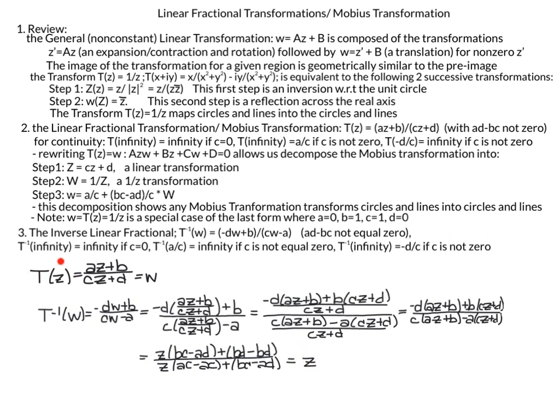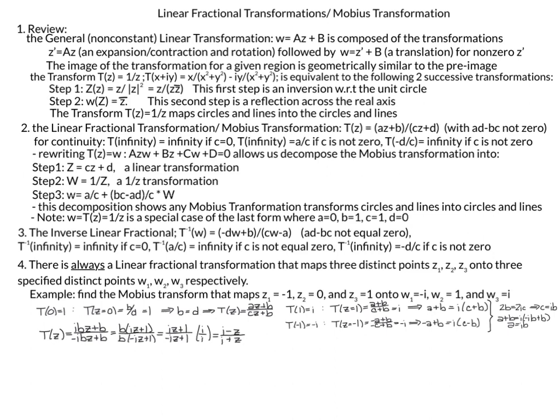So in other words, this T and this T inverse are indeed inverses. Now we are going to go back to this point that we had on our last example, that there's always a linear fractional transformation that maps three distinct points, z1, z2, z3, onto three specified distinct points, w1, w2, w3, respectively. And that was the example we had where we said z1 maps onto w1, z2 here maps onto w2, and z3 maps to w3.